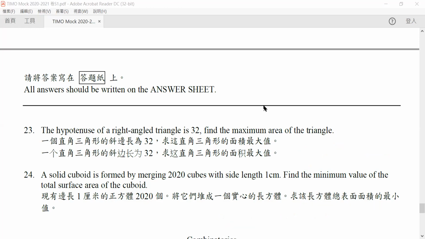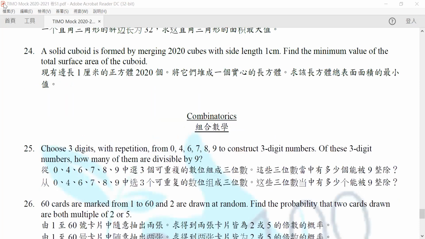All right, now let's go to question 25. Choose 3 digits with repetition to construct a 3-digit number. Of all these 3-digit numbers, how many of them are divisible by 9? If we have a 3-digit number, how can you make sure that it is actually divisible by 9? We add up all the digits, right? Add up all the digits and make sure that the sum is equal to a multiple of 9.